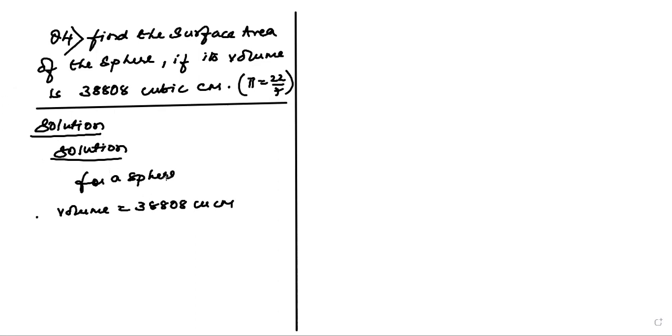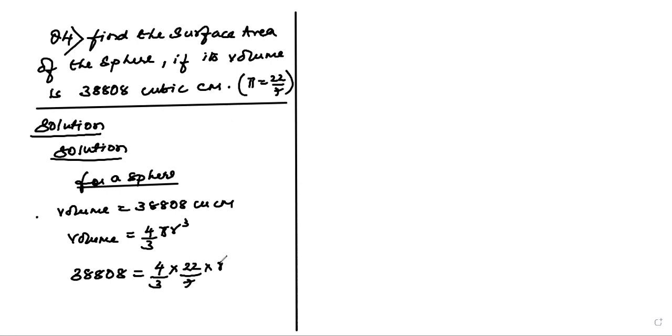Now the formula for volume, children. That means the biggest hint of the sum: we have to use a formula for volume, okay? And whatever in that formula is unknown, after substituting, we'll get the value. Volume equal 4 upon 3 pi r cube. So when you look at it, 38808 is equal to 4 upon 3 into 22 upon 7 into r cube. Now only r cube is unknown. That means r cube alone; what is at the bottom goes up, what is at the top comes down.